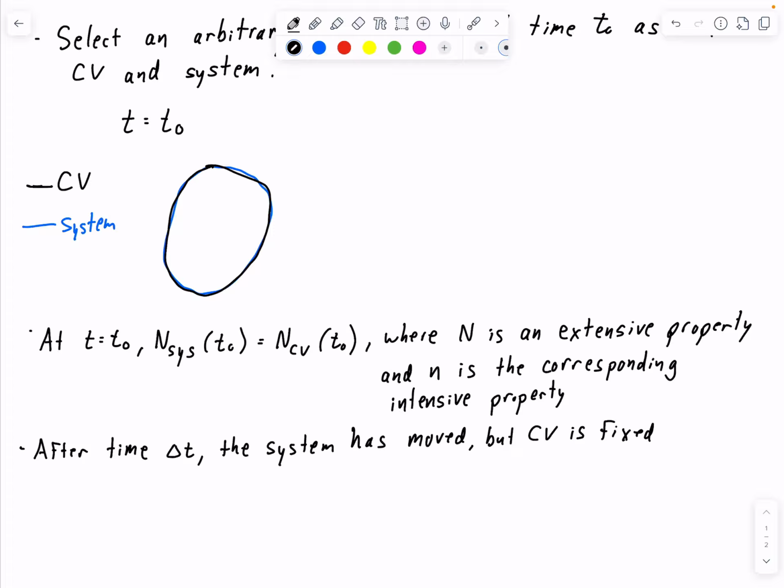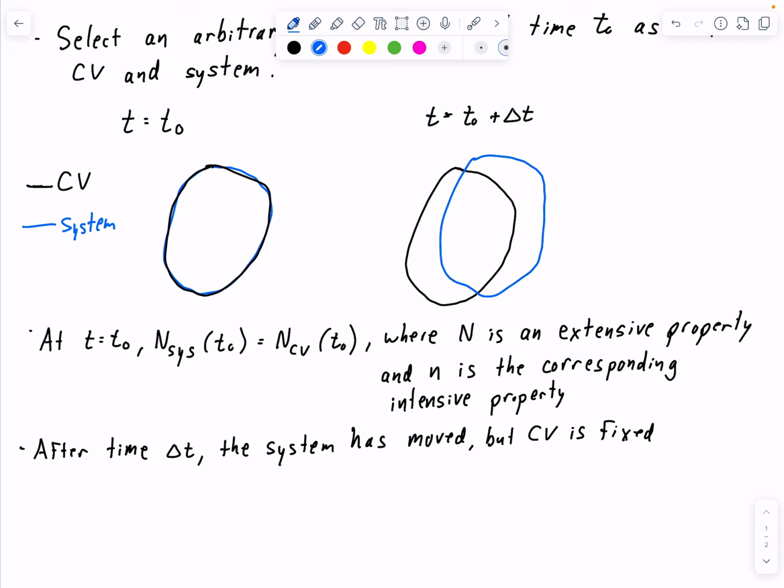And we can draw that here. So at time t is equal to t0 plus delta t, our control volume looks the same. So drawing that in black as best I can to replicate what I did before. And then in blue, drawing our system, it has shifted somewhat. So it has maybe now moved over here. And so now this is our system, which has shifted, and in black is our control volume, which has not shifted.